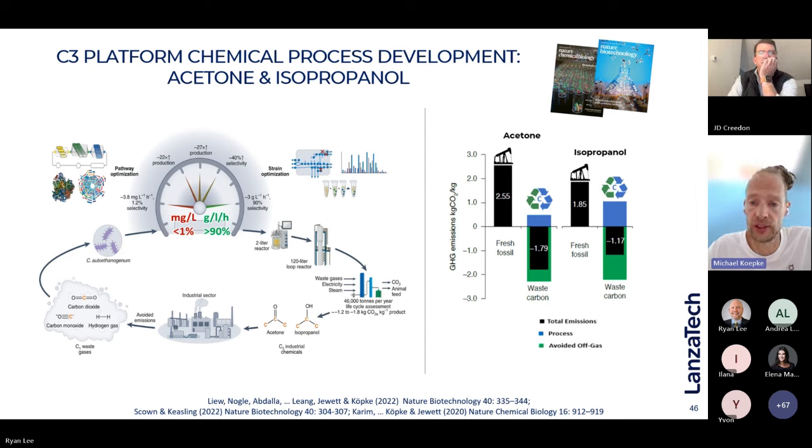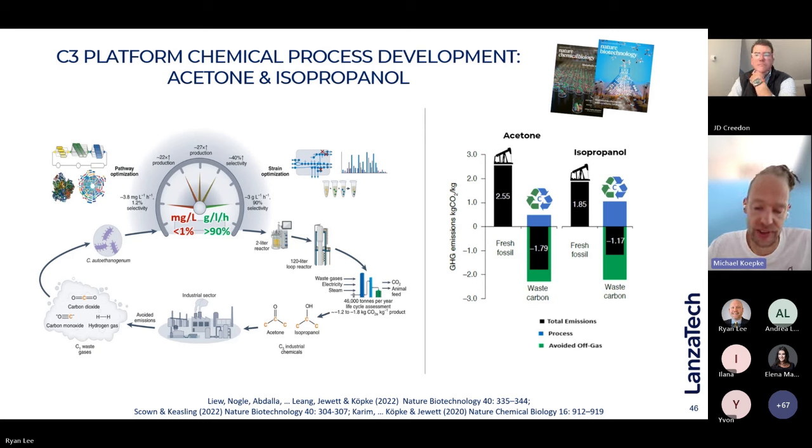I think some of that work is published in Nature Biotech, including some life cycle analysis that you can see here, where traditionally there's 2.5 tons of CO2 produced per ton of acetone you manufacture. In our case, we can almost turn that around, and it can not just be carbon neutral, but carbon negative. And of course, I think it depends what you do with it.